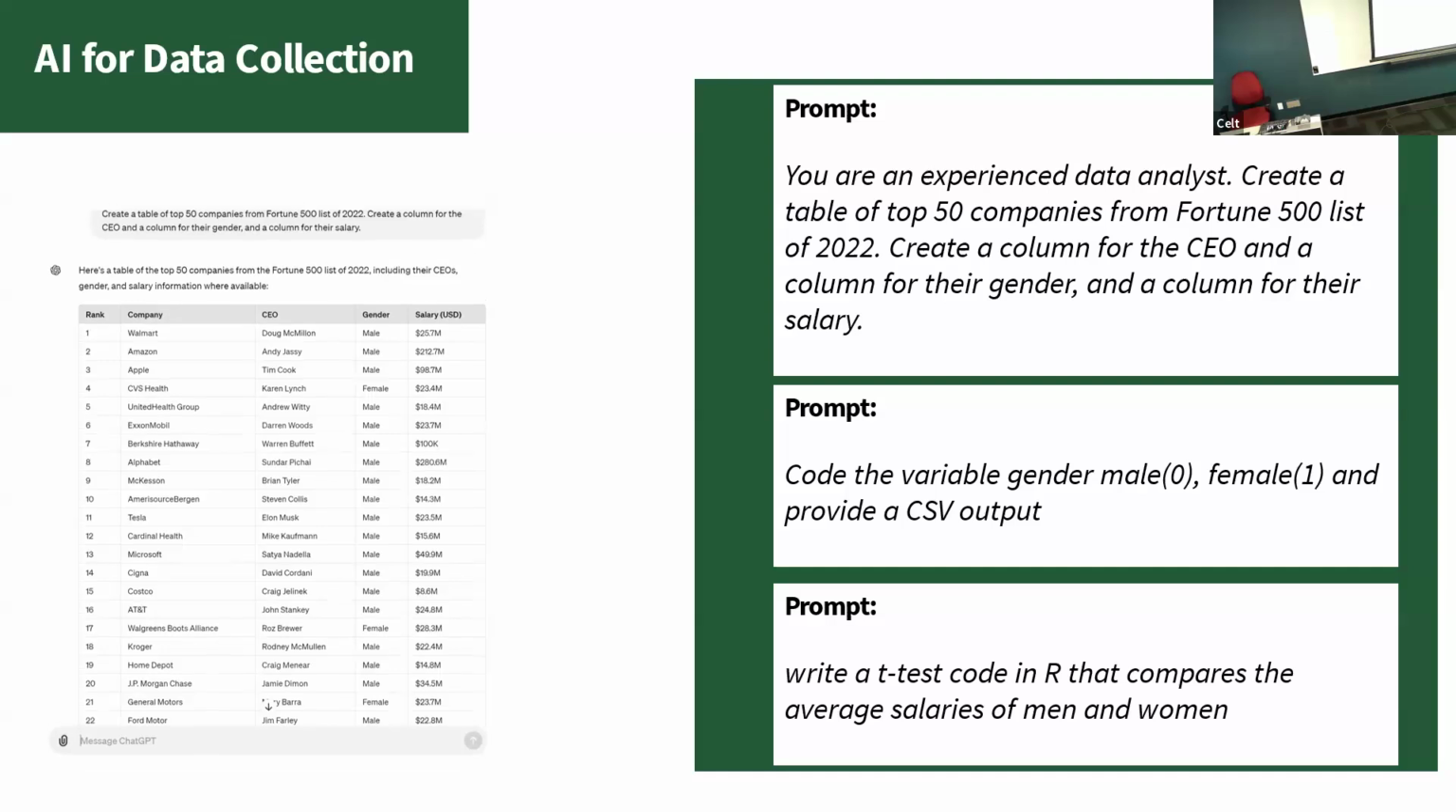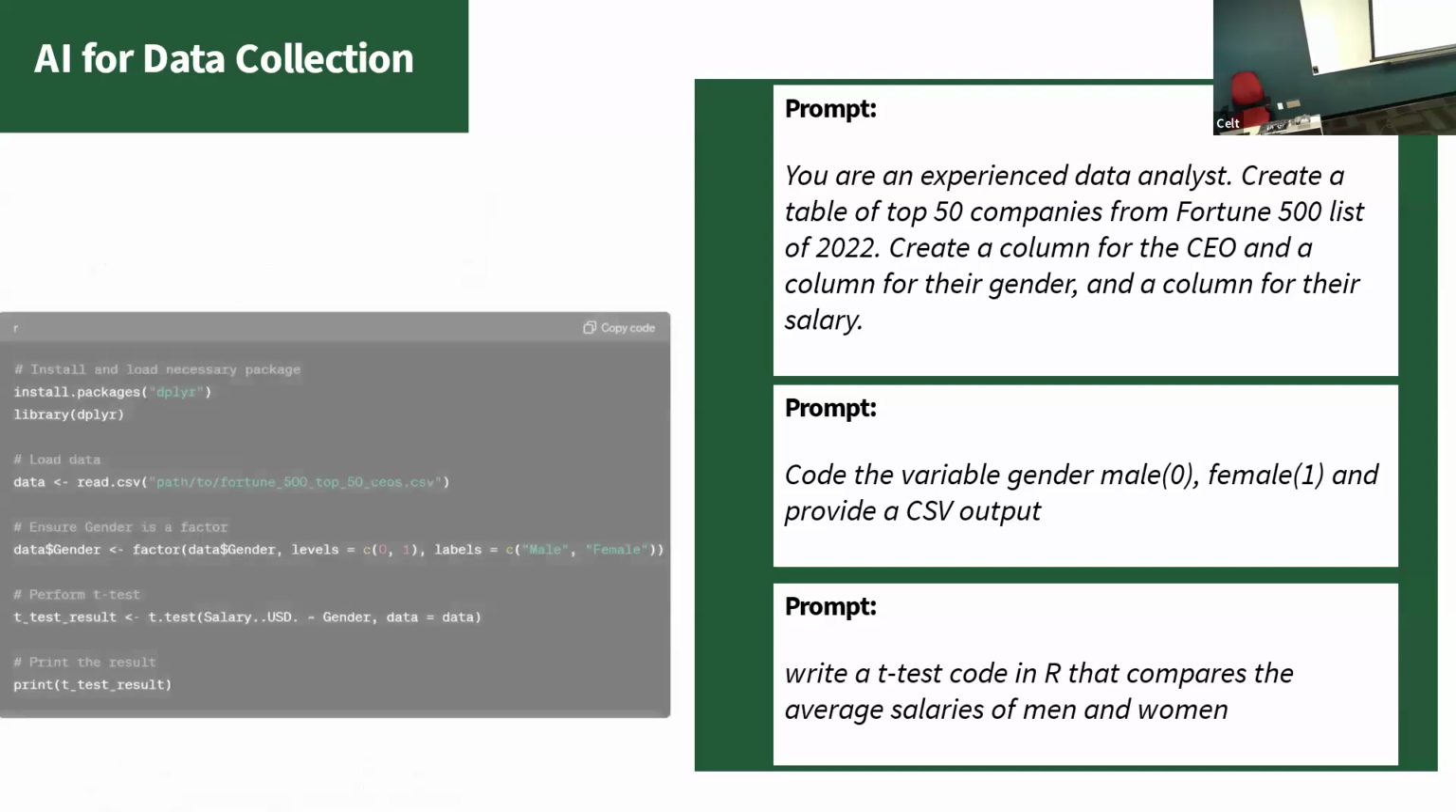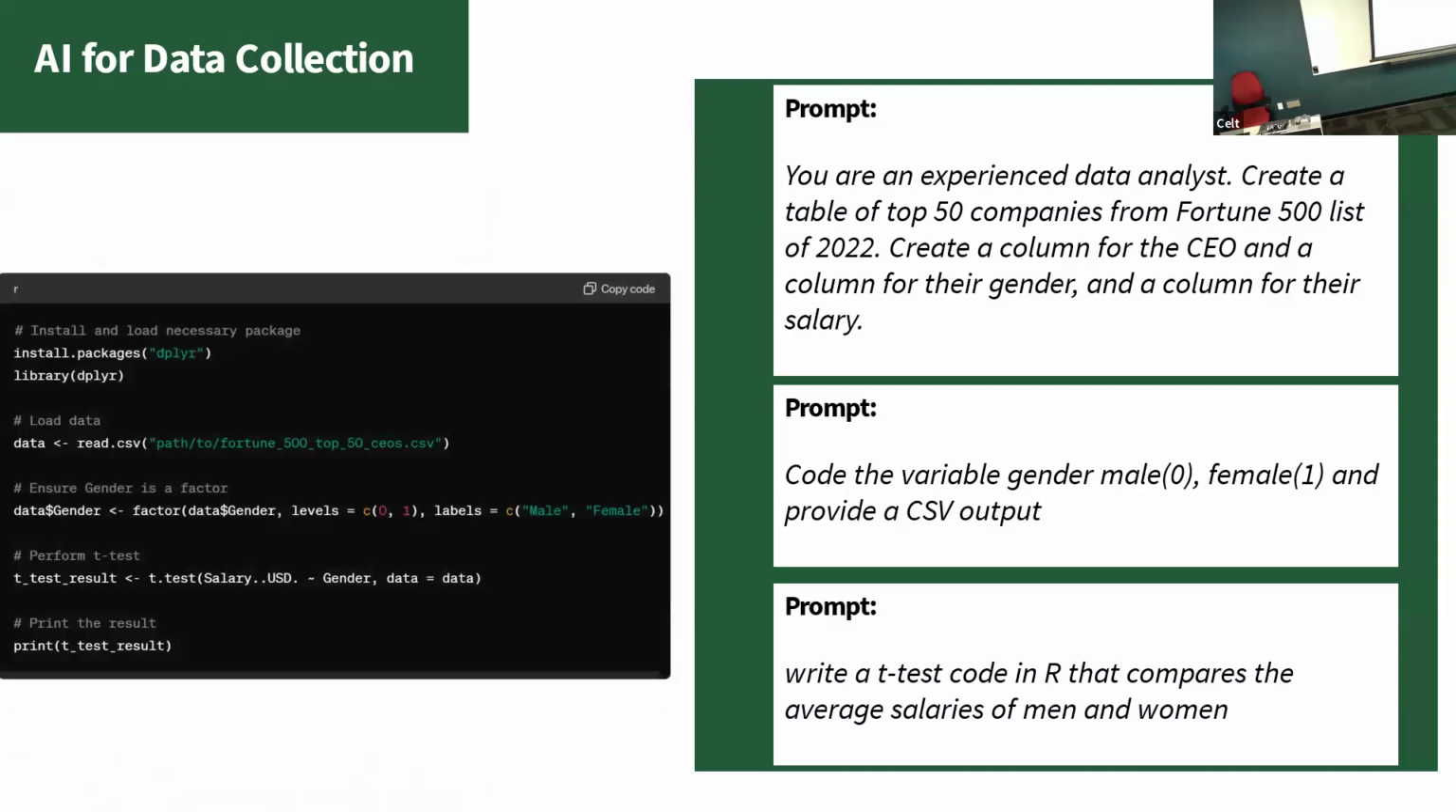And then I ask it to create code that changes or codes the variables, male 0, female 1, so my students can code the data to be able to run analysis on it. Write the t-test code in R so my students can get the code, run it on their system, and see how it works.